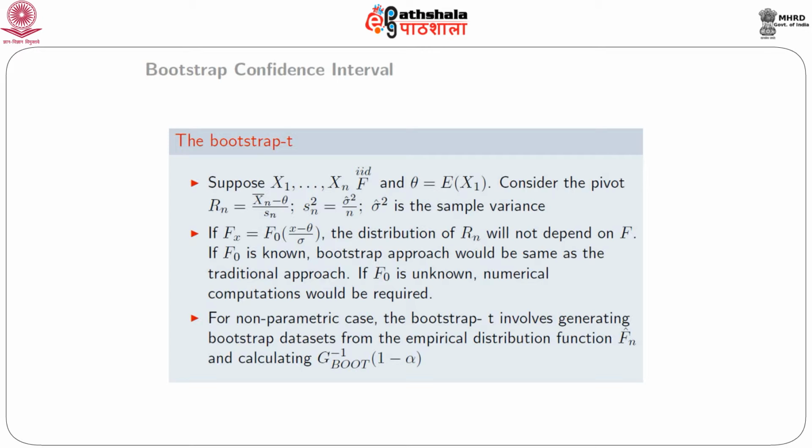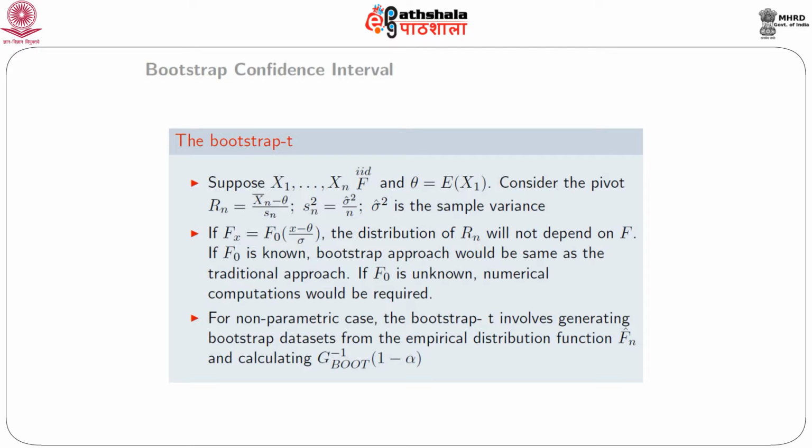So, inference for location parameters. Suppose X1 to Xn are IID F, and let theta be equal to the expectation of Xi. Then Rn would be (Xn bar minus theta) by Sn, where Sn squared is sigma hat squared by n, where sigma hat squared is the sample variance. Now, if F of x is F0 of (x minus theta) by sigma, then the distribution of Rn will not depend on F. If F0 is known, the bootstrap approach will be the same as the traditional approach. But if F0 is unknown, then numerical computations will be required to obtain the bootstrap approximation of F0.